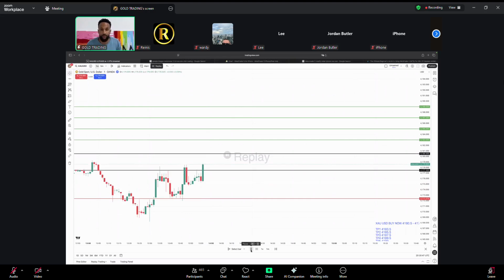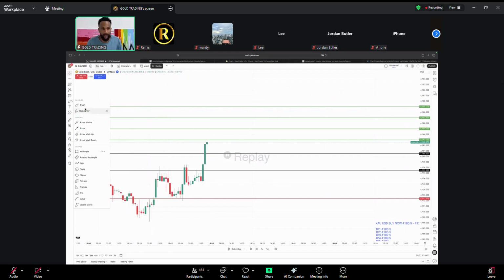So this will move fast. So there you go. There was the break above 41.80. Okay, we entered at 41.80.50. And at around this time here, we said move stop loss above entry, okay, which would have meant that you moved your stop loss.